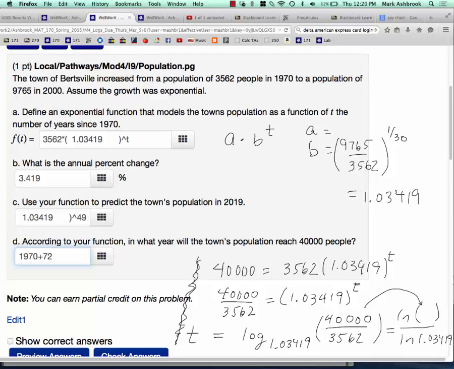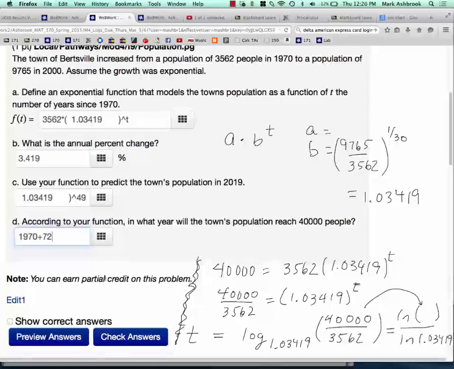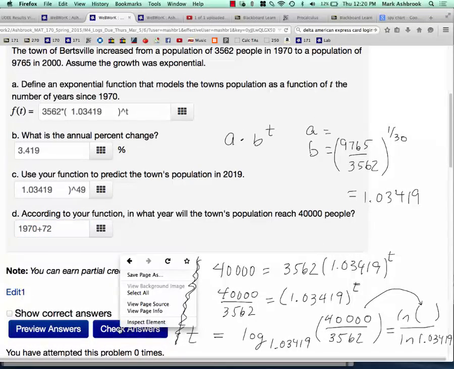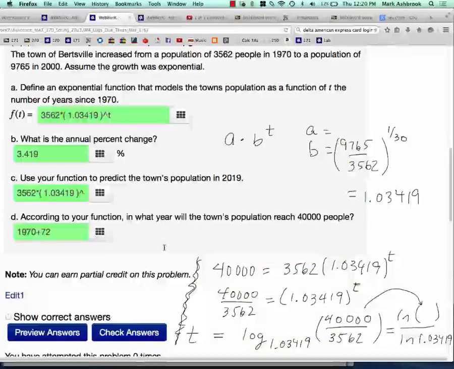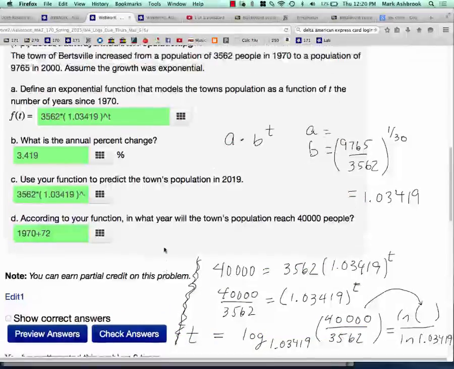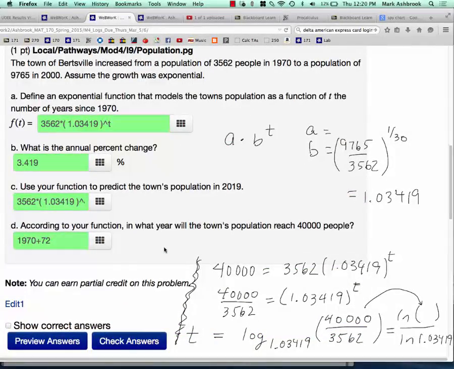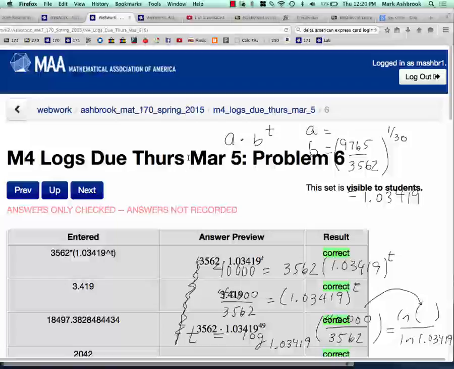You can even put your answer in like that, because that will be the year that this happens. 1970 plus 72. Is that 2042? But I'll just leave it like that. Okay, questions on that one? Okay, one more, and then we'll take the quiz.